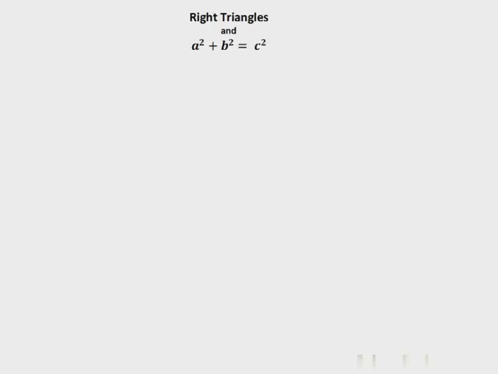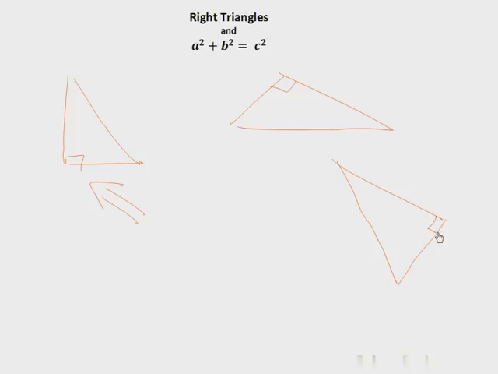Right triangles and the famous formula a square plus b square equal to c square. So let's look at a typical right triangle. I could of course have the right angle here, or here. You don't have to draw the right triangle like this. You can draw it anywhere. So here's my right triangle. I'll name it A, B, C.